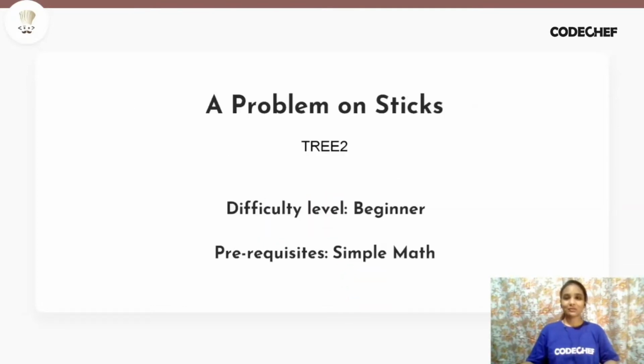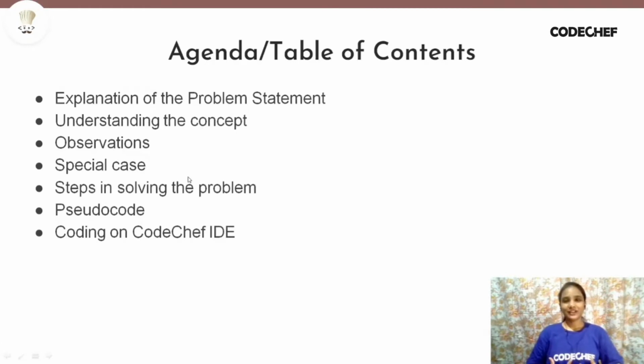Today we'll be solving the problem Stick, which is a beginner level problem. Now let us see the agenda for today. So first we'll discuss the problem statement, then we will try to understand the concept behind solving the problem. We'll discuss the main observations that we can get from the problem. Then we'll also discuss some special cases. Then we'll discuss the steps in solving the problem, and finally we'll discuss the pseudo code and code it on the CodeChef IDE. So now let us go on to discussing the problem statement.